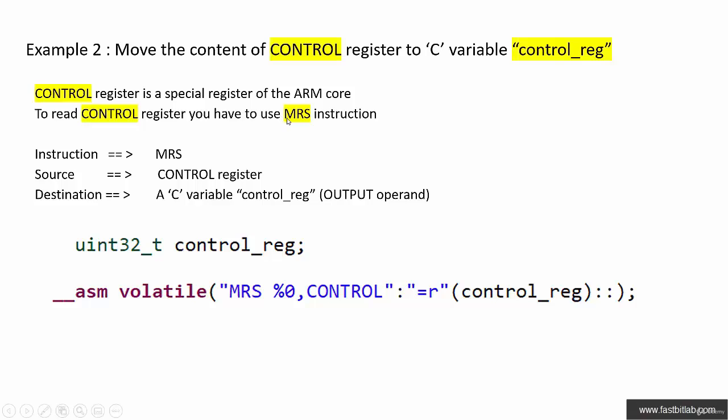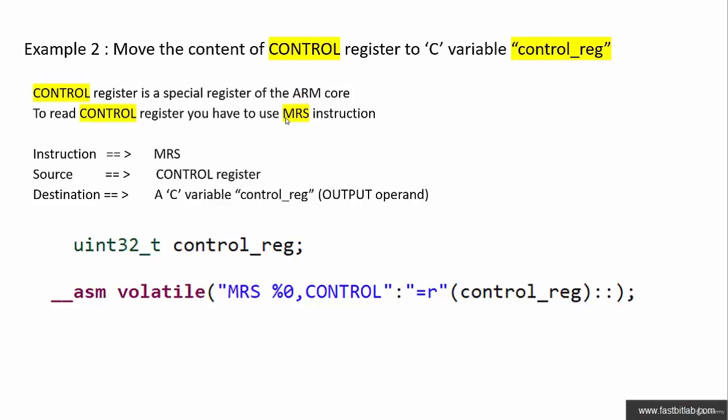Hey, welcome back. Let's do this example. Move the content of control register to C variable control reg. Here, control register is a special register of the ARM core. How do you read the special register, which is control register? To read a special register, there are some separate instructions in the instruction set.